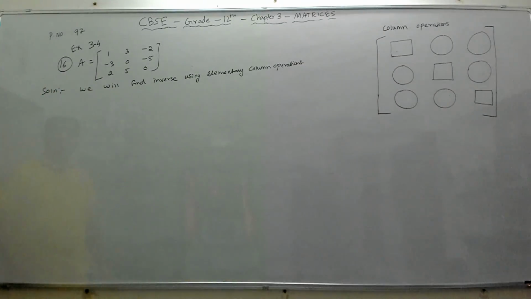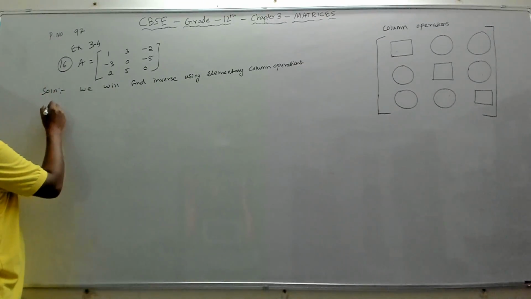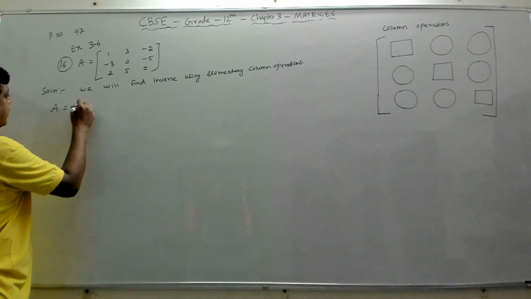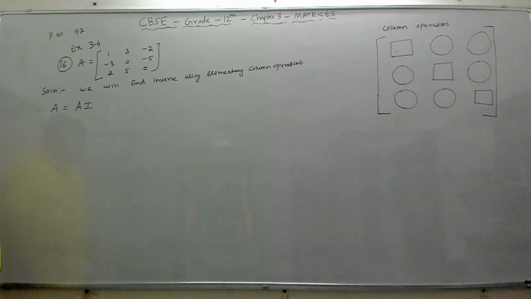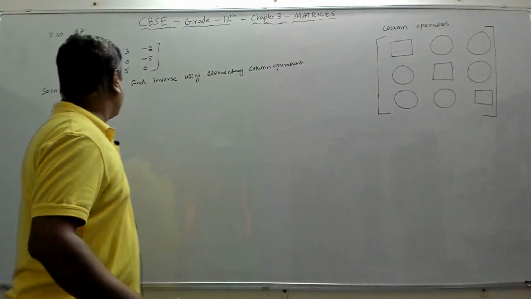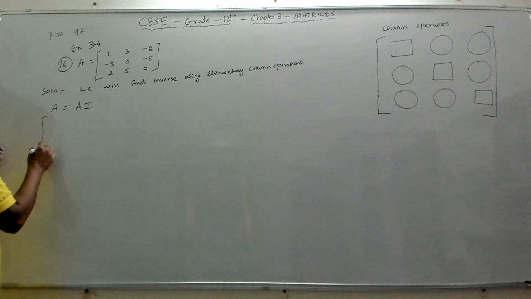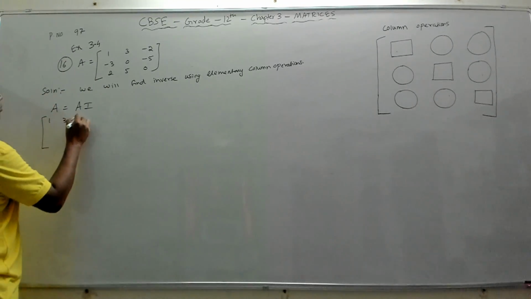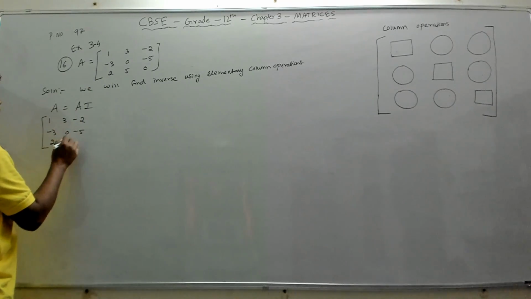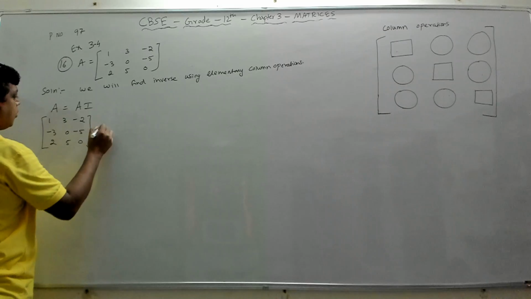Now to find the inverse using column operations, the first step is to write A as A into I. We write the matrix A as A into I because A into I is A. So what is the A matrix? If I substitute, this is 1, 3, minus 2, minus 3, 0, minus 5, 2, 5, 0 equal to A.